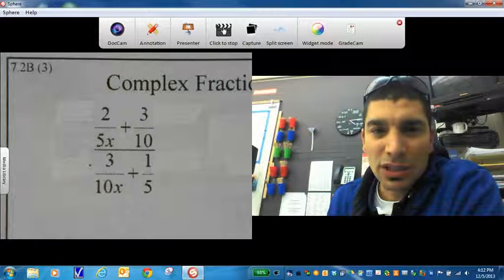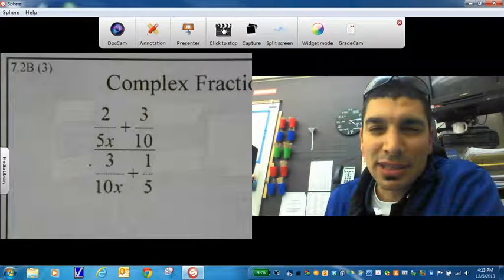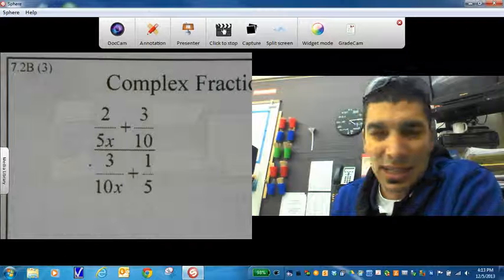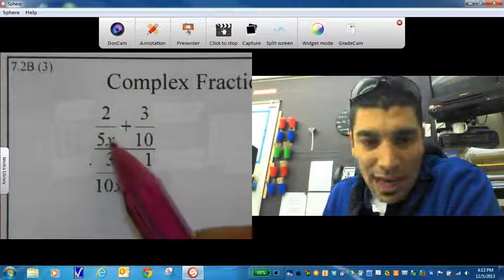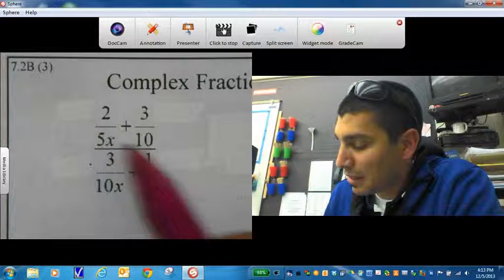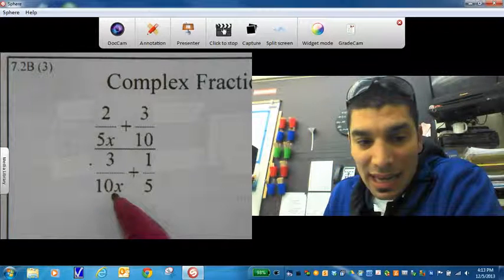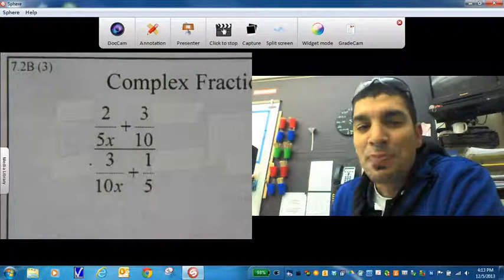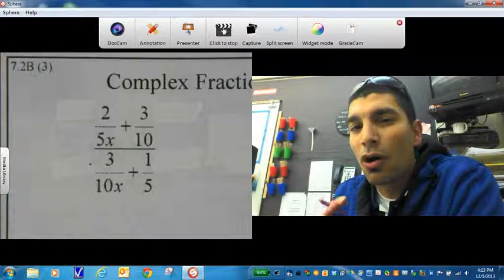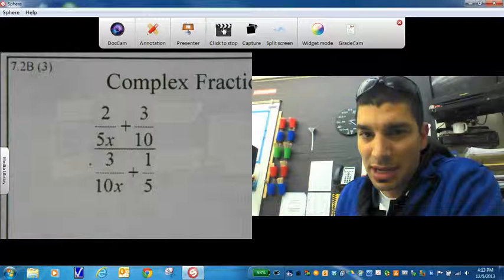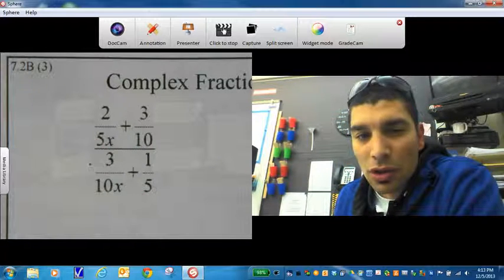What you need to do is figure out what the common denominator is of each of these little fractions. So when I look at the bottom here, I have a 5x in this little denominator, and this denominator is a 10, and this one is a 10x, and this one is a 5. I need to figure out what is the common denominator of all of the little denominators. What can these all go into?